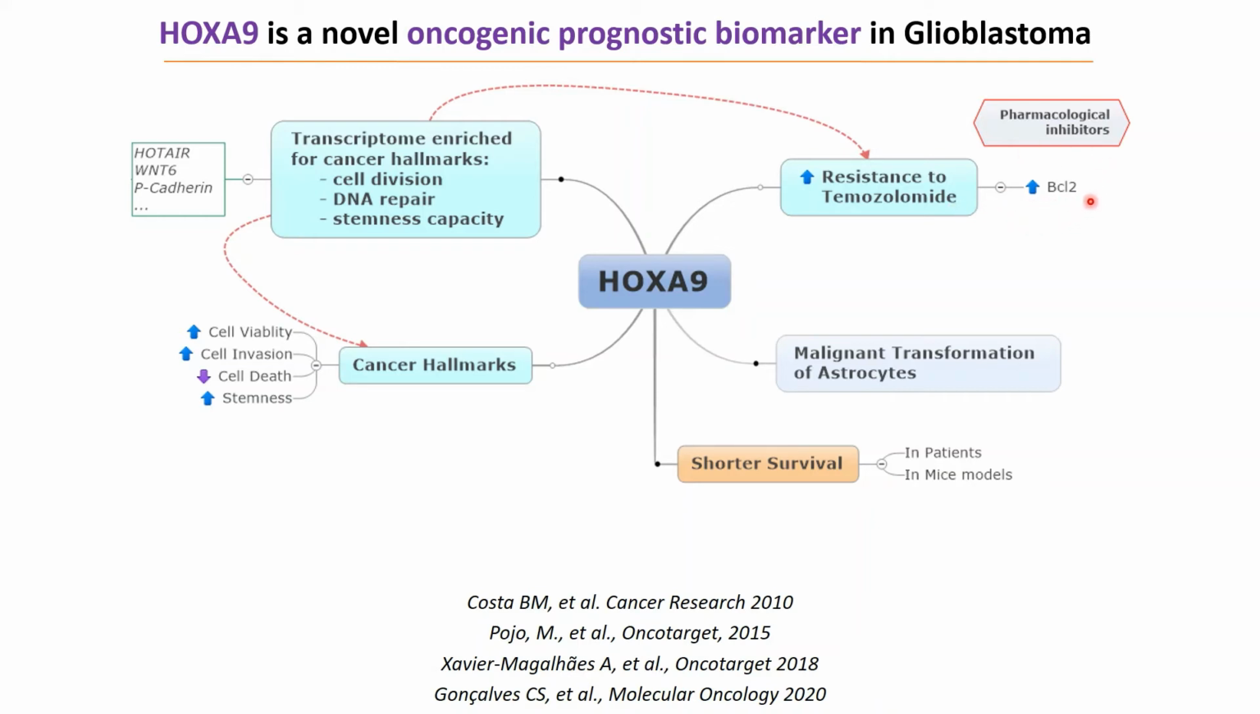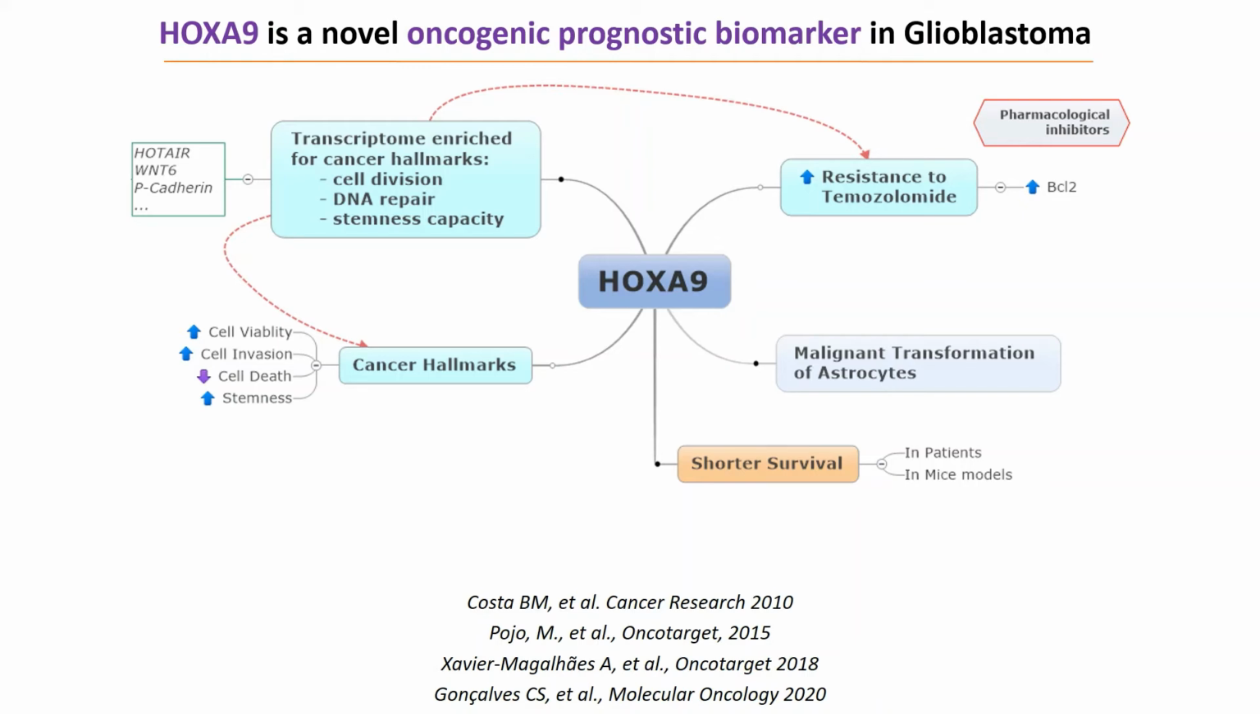The next goal now, of course, is to identify more druggable molecules that may direct more personalized therapies, and the reason for this is because OXA9 is a transcription factor, which, for obvious reasons, is quite difficult to target. One example of an OXA9 target gene that is potentially more easy to target from a therapeutic perspective was Wnt6, which in our studies we identified as a new prognostic biomarker in glioblastoma.